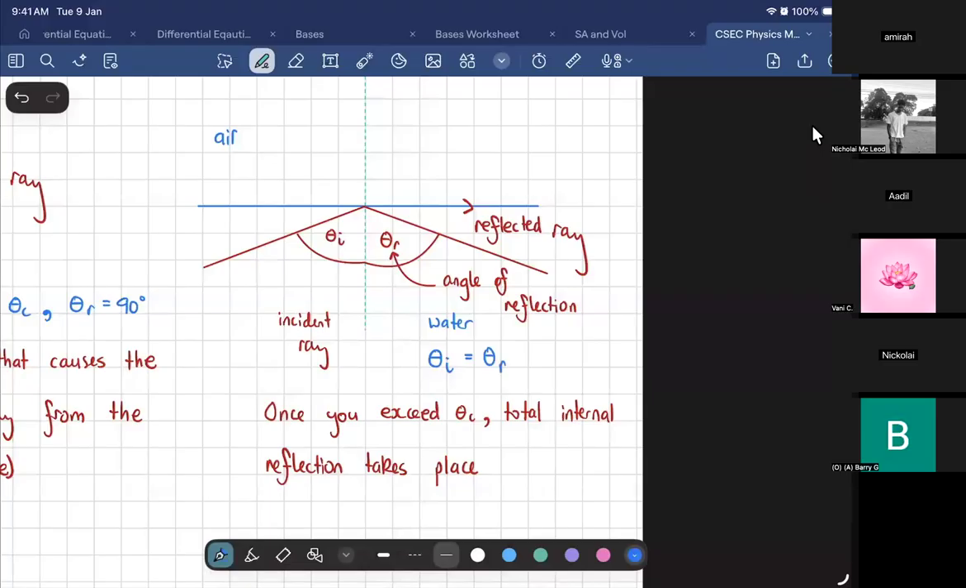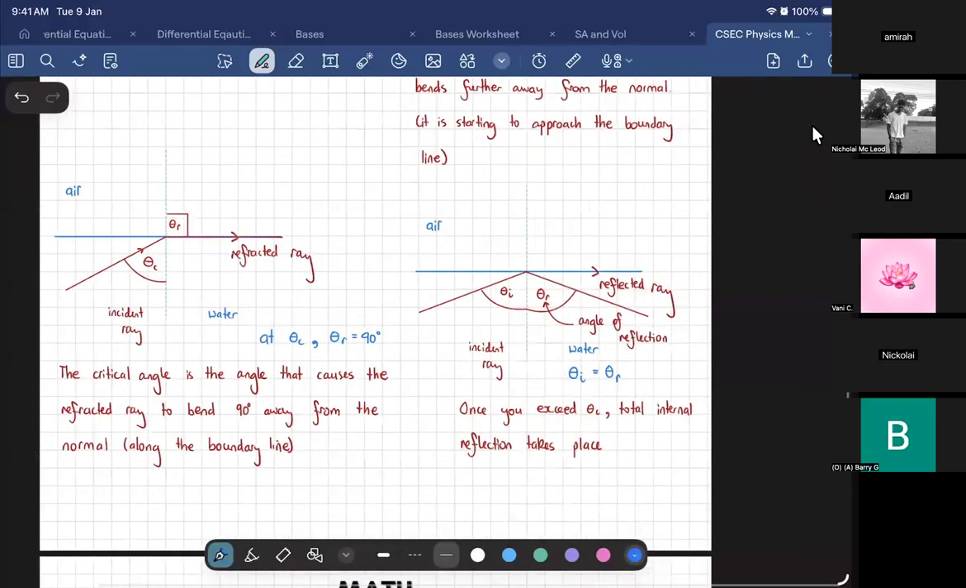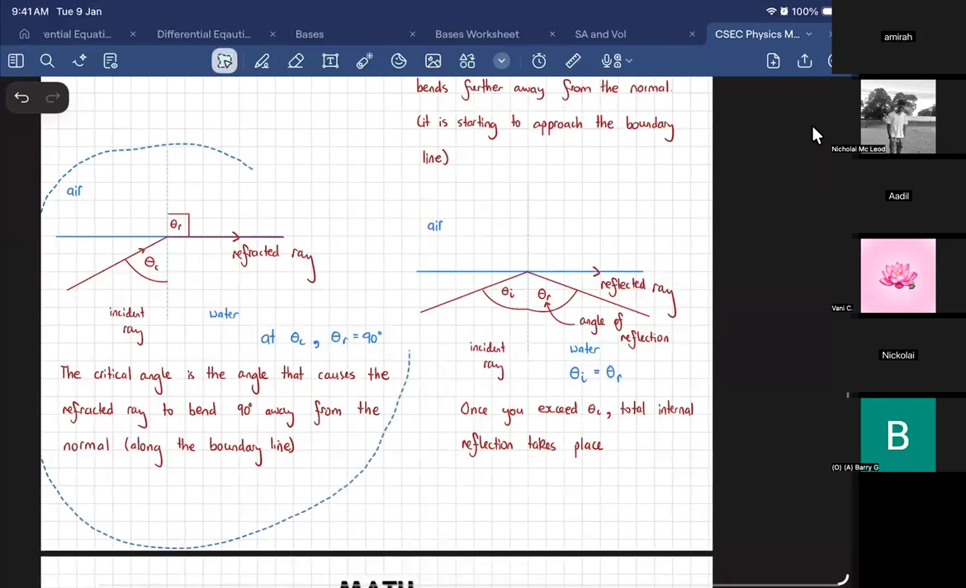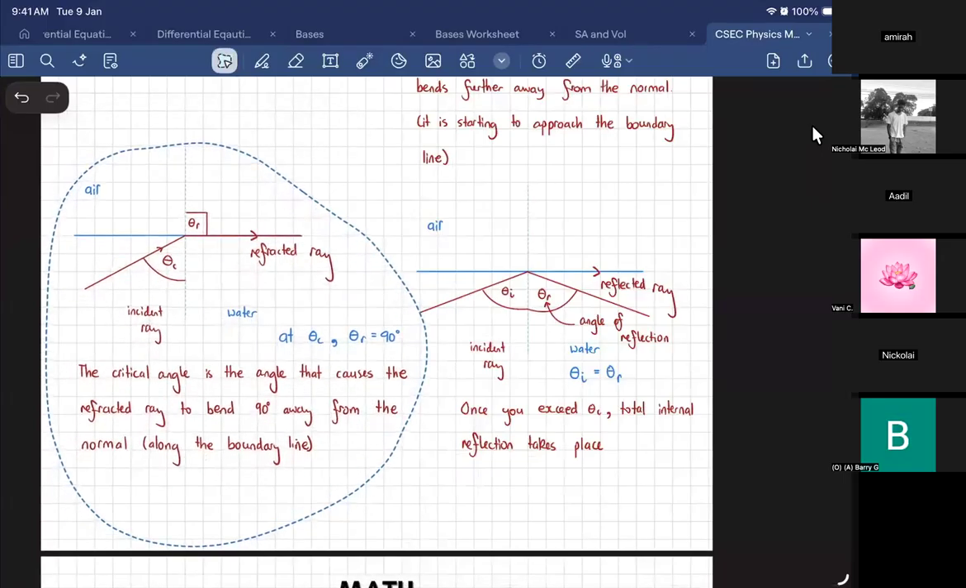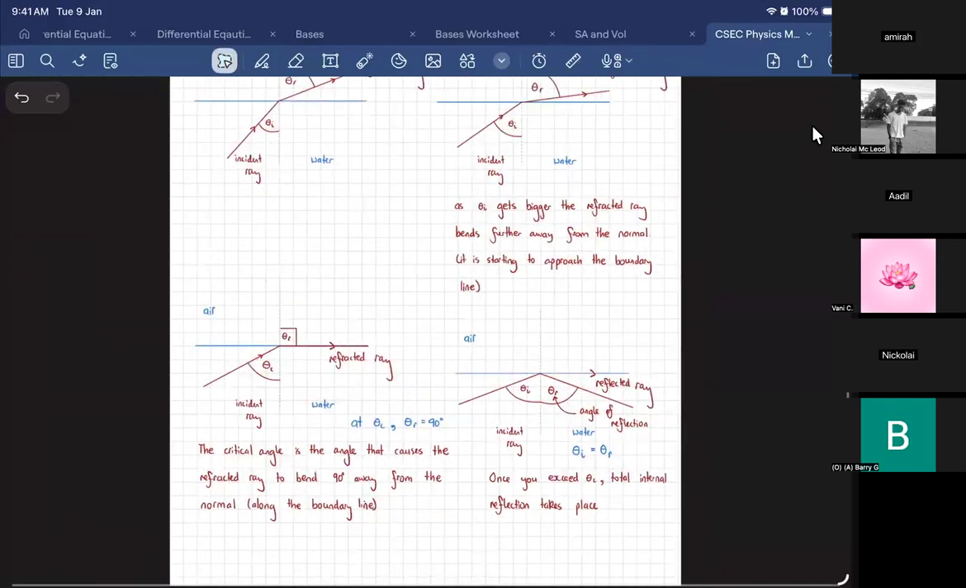If you don't understand this, tell me now. Jadon, Amira, Adil, let me know, guys. If you're confused at all, just talk to me and let me know.